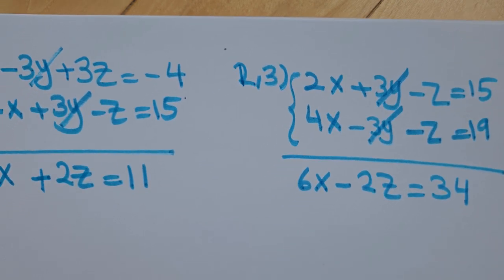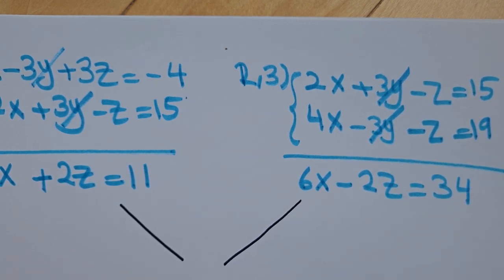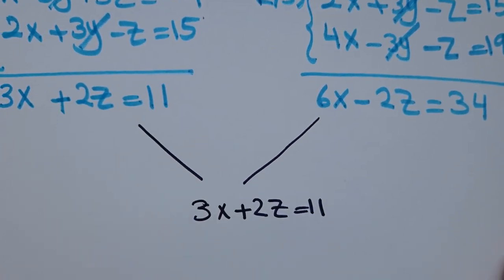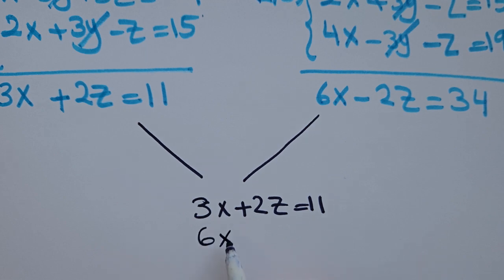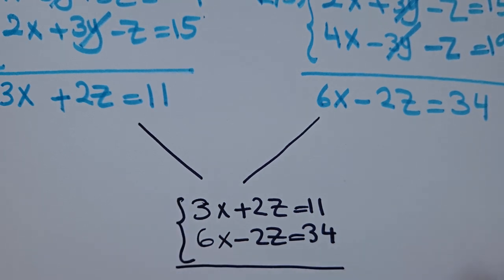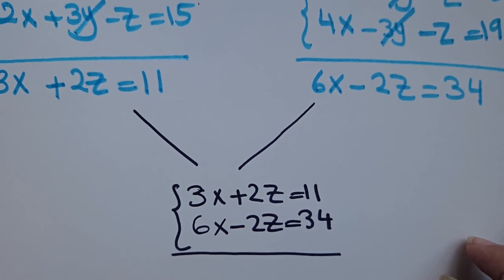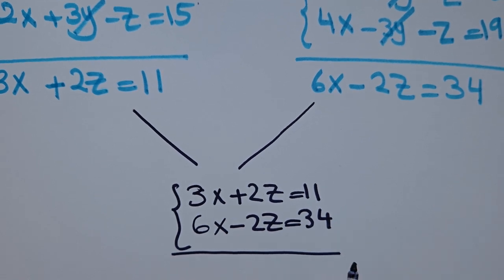If you look here, you will end up with two equations and two variables. I have 3x plus 2z is equal to 11. The other equation is 6x minus 2z is equal to 34. So you started with three equations, three variables. Now you reduced it to two equations, two variables. What you can do here, again, you can use any of the methods to solve and find the value of x and z.